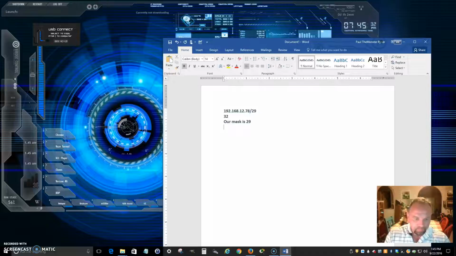So you take 32 minus 29, that leaves us with 3. Then you do your powers of 2: 2 to the power of 3 equals 8. That gives us our block size. We borrowed from the last octet, as the 29th bit is in the 4th octet. Start from 0 and count up.